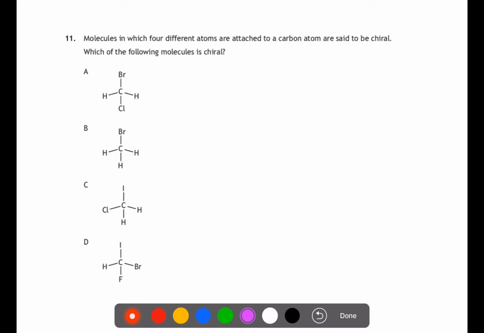Number 11 is another problem-solving question. So molecules in which 4 different atoms are attached to a carbon atom are said to be chiral. So that's a definition to help you. Which of the following molecules is chiral? So each of these molecules has a carbon atom at the centre, and you're looking for which of them has 4 different things attached. So in A, we have 2 hydrogen atoms. In B, we have 3 hydrogen atoms. In C, we have 2 hydrogen atoms, whereas in D, we've got hydrogen, iodine, bromine, and fluorine, meaning that D is our chiral compound.